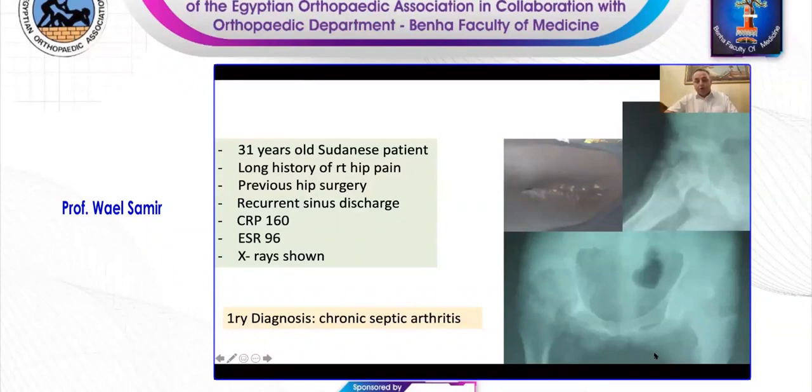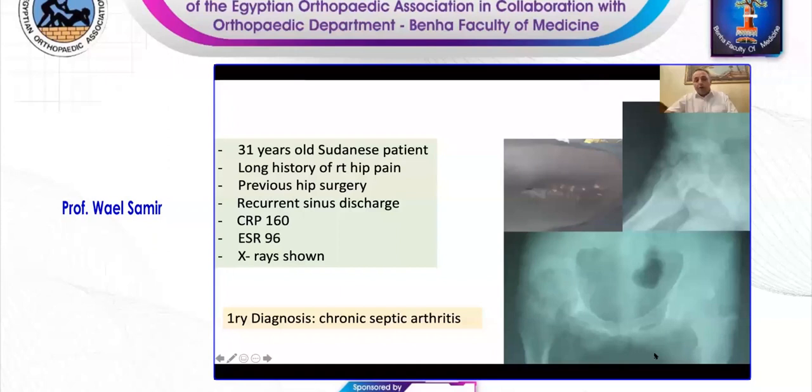which is one of the major criteria of definition of septic arthritis, and confirmed by high inflammatory markers, with the CRP 160 with the ESR 94. So the preliminary diagnosis was a little bit easy. It is a chronic septic arthritis of the hip without draining sinus now.